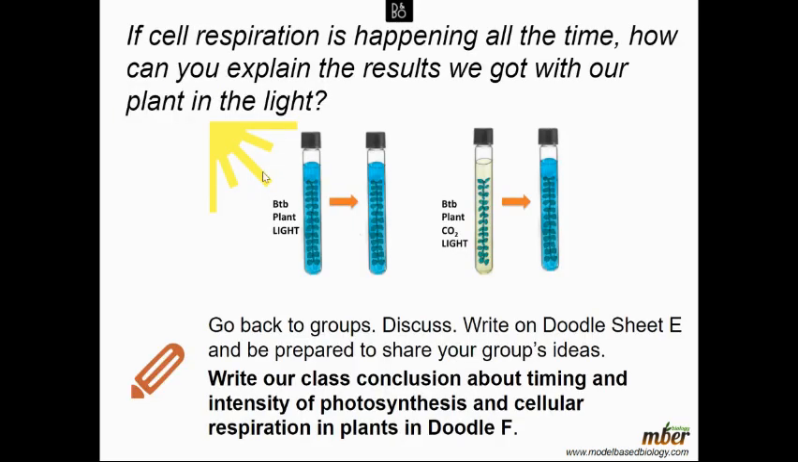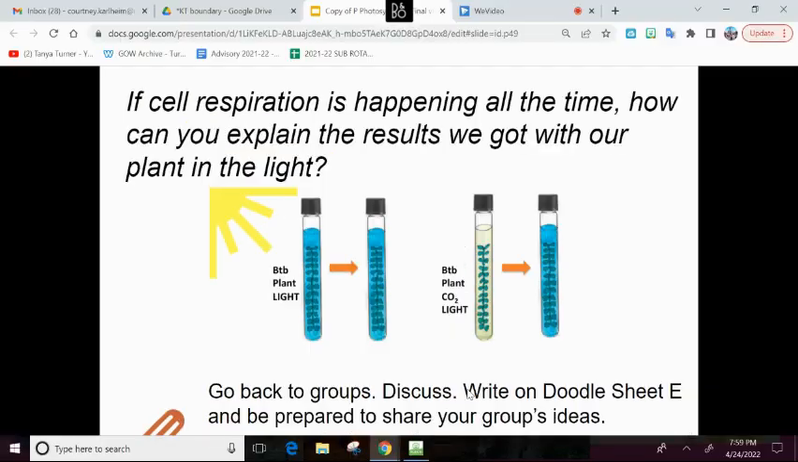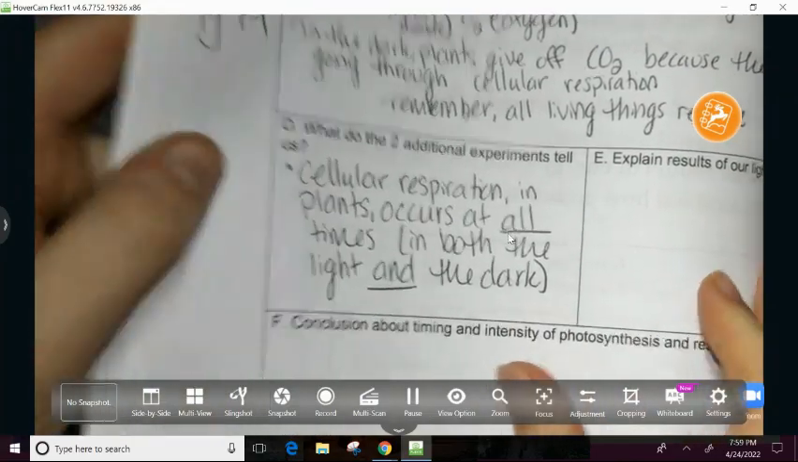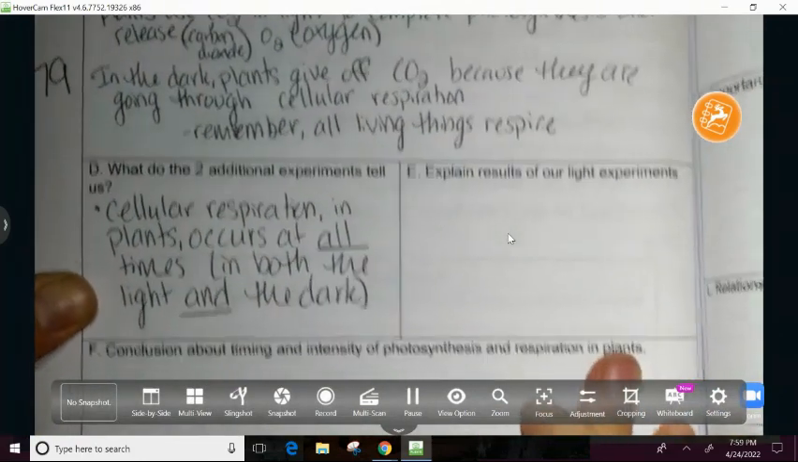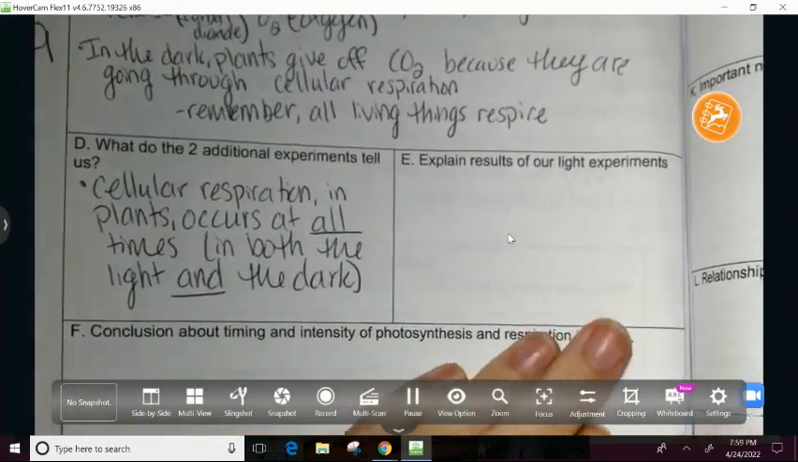So that must mean that something is happening with this light. Remember what I said, what photosynthesis is? Photosynthesis needs photo or light to happen. So with the light, photosynthesis must be occurring.